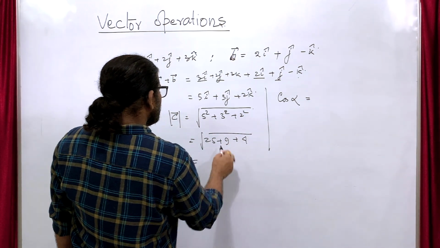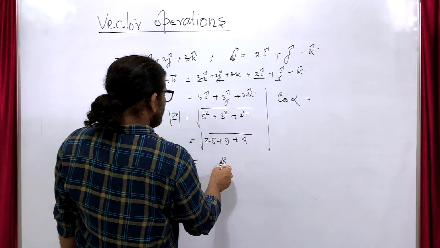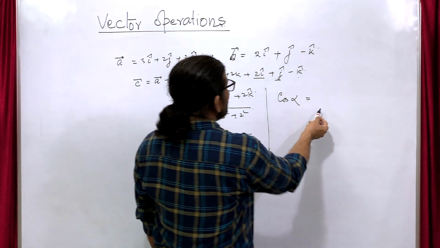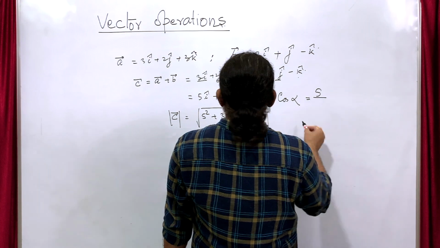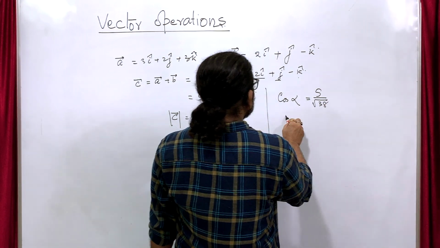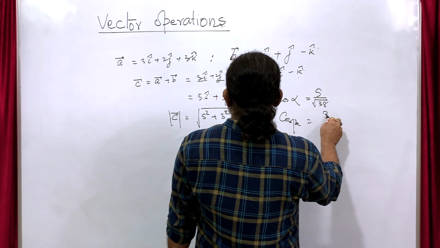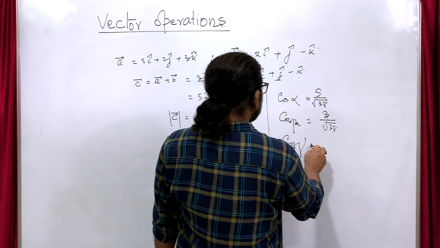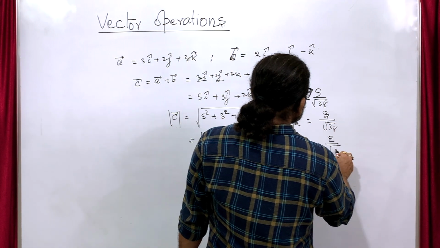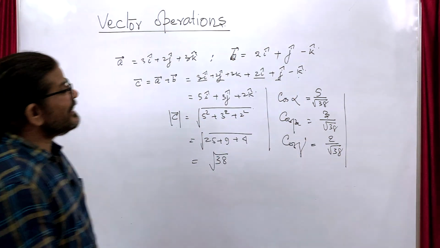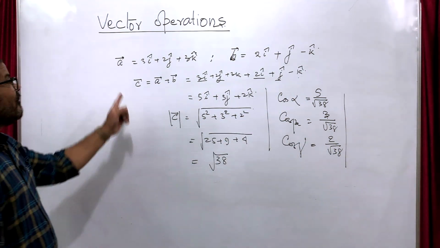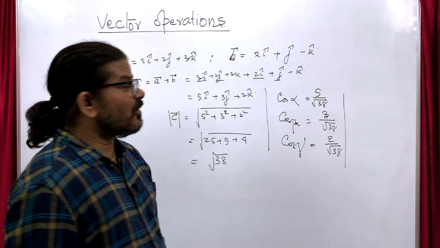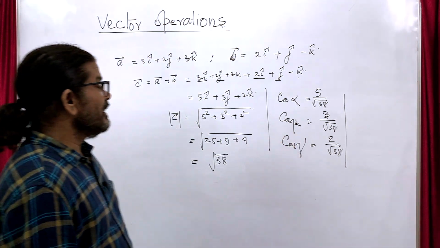This is equal to square root of 25 plus 9 plus 4, which is the square root of 38. So cos alpha is equal to 5 by root 38, cos beta equal to 3 by root 38, and cos gamma equal to 2 by root 38. So what will be the direction of the resultant of vector A and vector B if all the three components are given? Yes, you can handle it in this way.